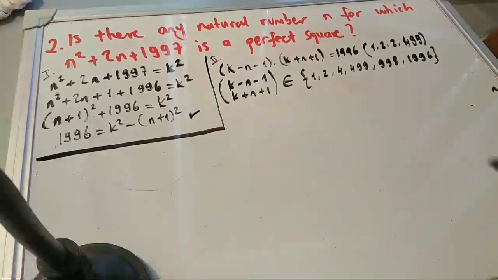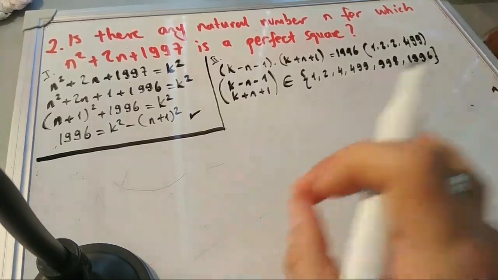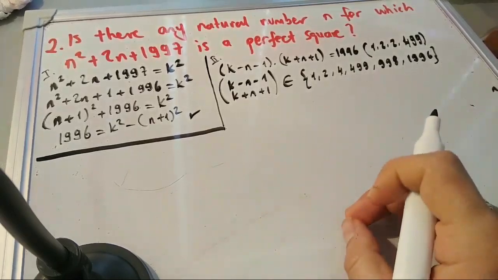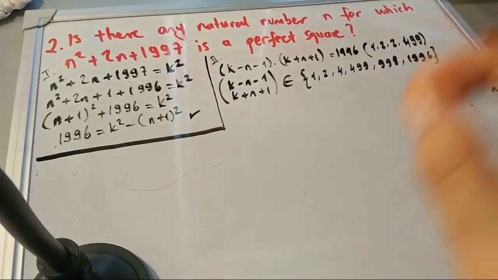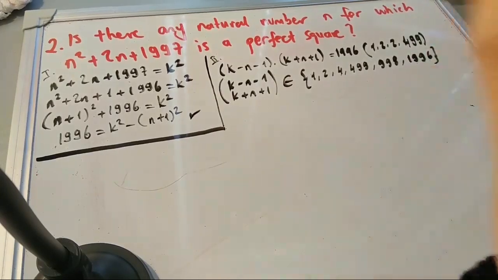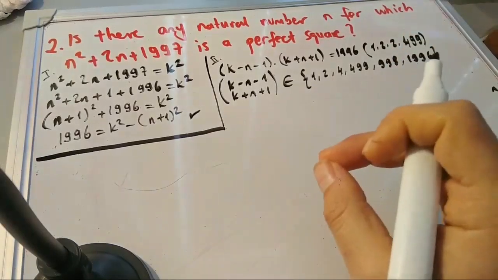Okay. So I will simplify it. I will write directly. You can try other values at home. But we have just one solution. For k minus n minus 1 is 2, and for k plus n plus 1 is 998.